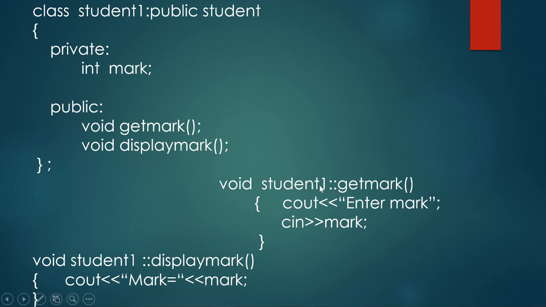So void student 1 scope resolution operator get mark. In this one we are entering the mark. In display mark also, defining using the scope resolution operator, void student 1 scope resolution operator display mark. In this display mark we are printing the mark. In student 1, one data member is there, mark, and two member functions, get mark and display mark. Student 1 is deriving from the class student.